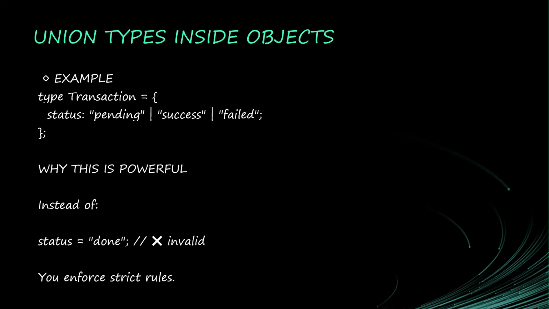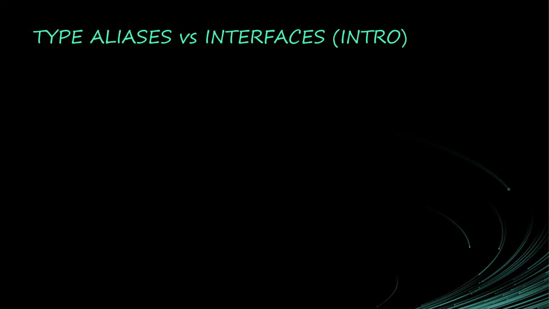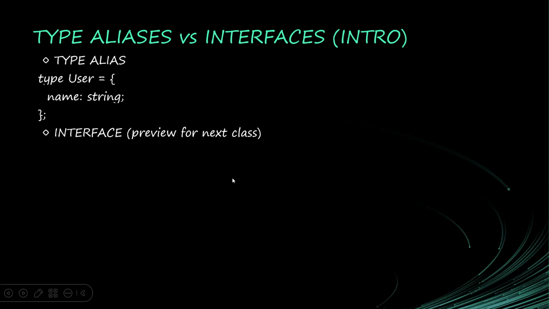So in this case, we enforce strict rules. All right, so type aliases versus interfaces. We'll be talking about interfaces in our next class, but we have something we also call interface. You can see that they look alike. The only difference is that here we are using the type keyword to declare, while there we are using the interface keyword. We'll talk about interfaces in the next class.